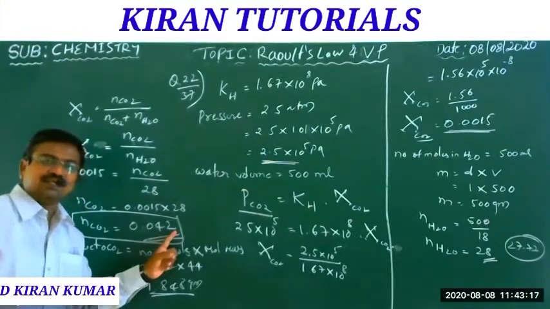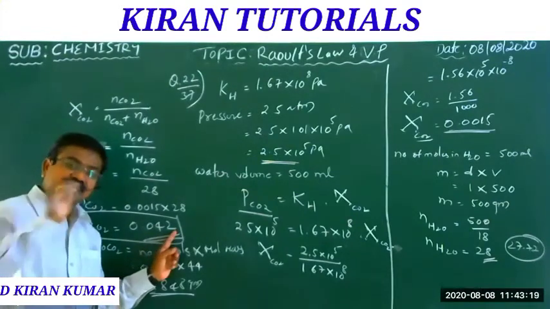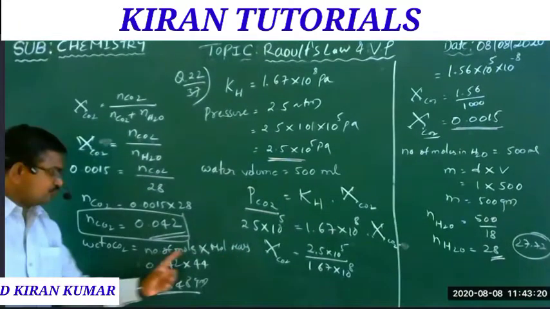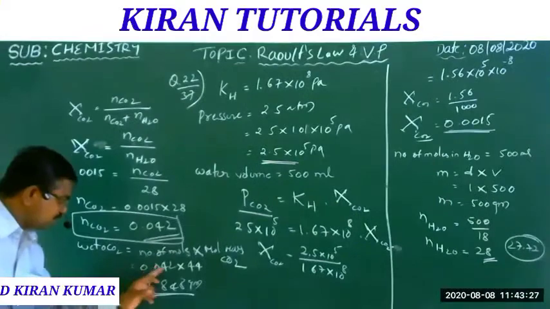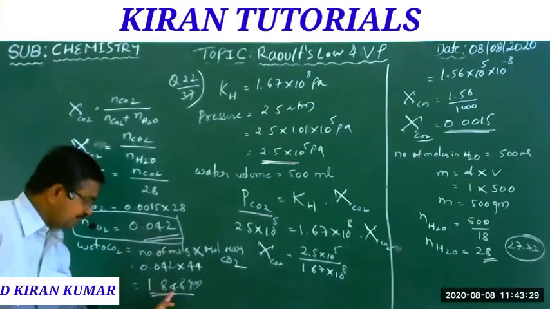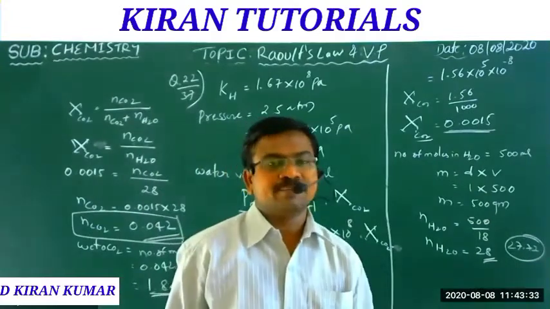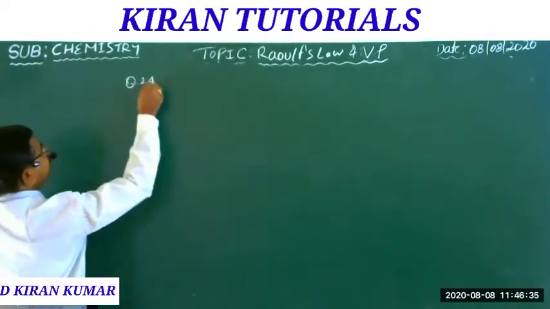0.042 moles are present. If you calculate in weight, number of moles into molar mass of carbon dioxide, 44. 0.042 into 44 gives 1.848 grams present in 500 ml. Clear? Question number 24.